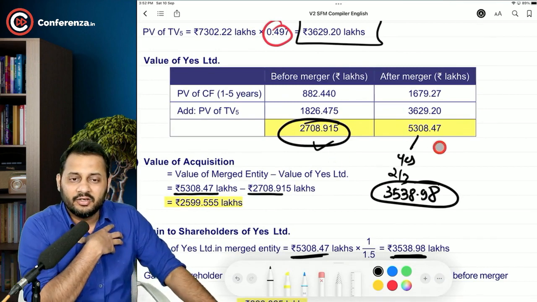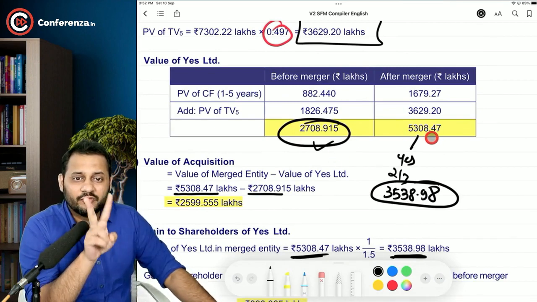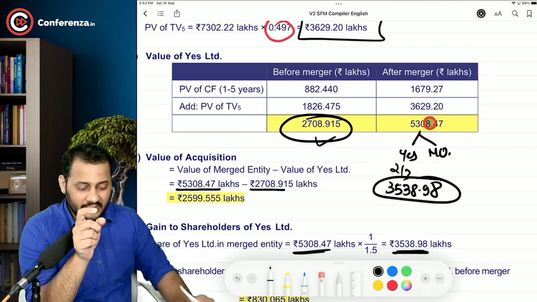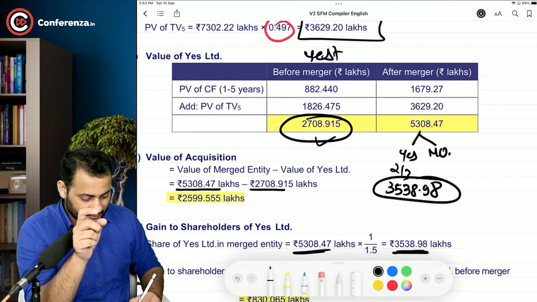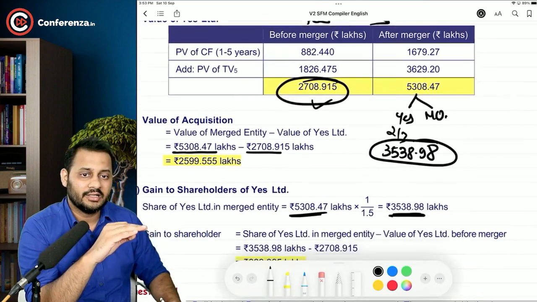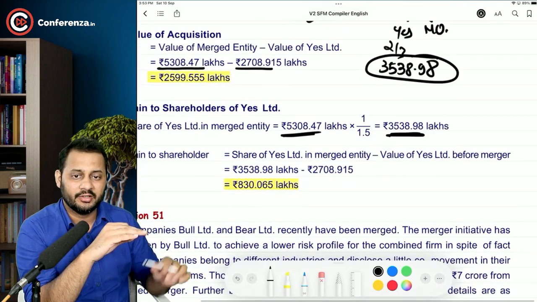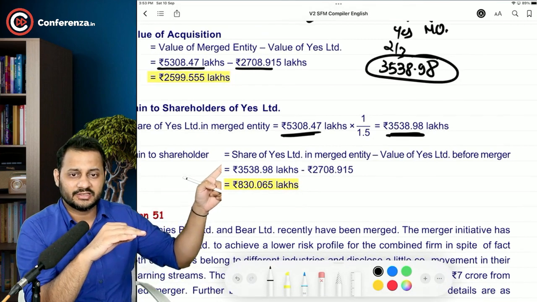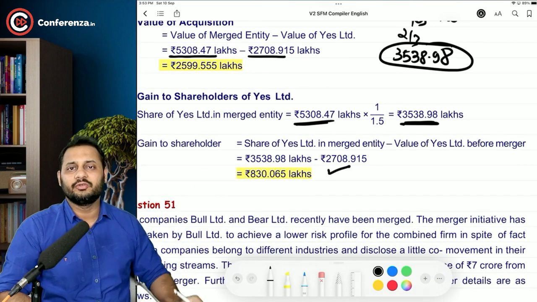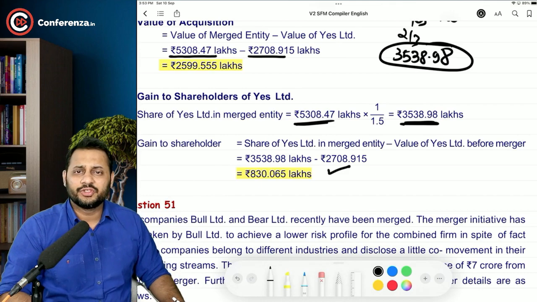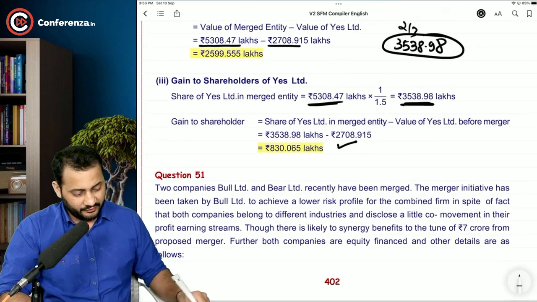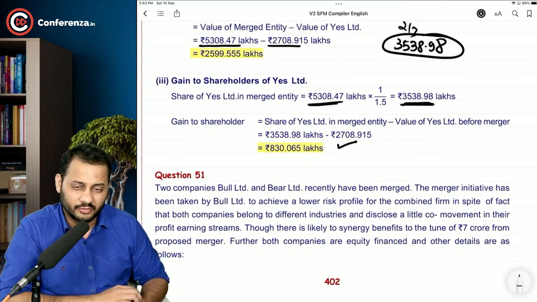Am I right or not? This 5308 consists of two types of shareholder, Yes Limited and No Limited, right? So the question is asking us that these shareholders before merger are holding how much value in the after merger company? Only 2/3. And that 2/3 value is 3538.98. Share of Yes Limited in merged entity is this much. Before merger was this much. And then the gain to the shareholder. Very simple. The entire question was on the present value system of cash flows. That's it. Question number 51. We are going to see some CAPM also in this question.